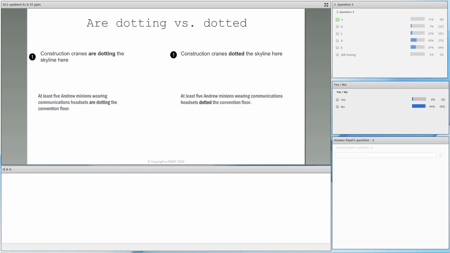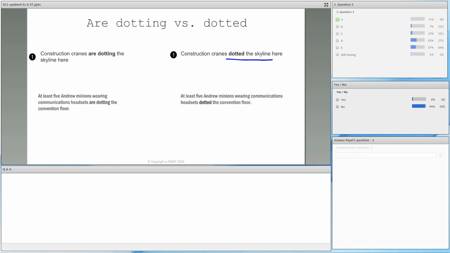Construction cranes are dotting the skyline here. What does it mean? If you cross the streets of this particular city, you will be able to see the construction cranes in the skyline of the city, and that's why "are dotting." But what does this sentence mean?